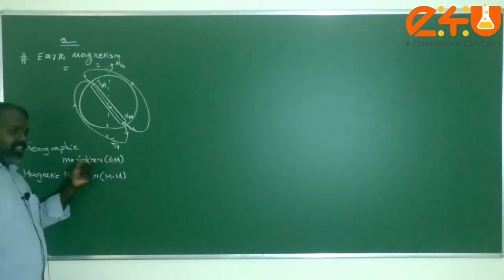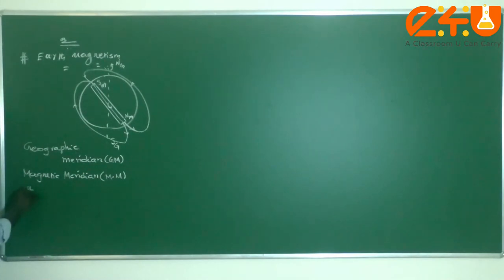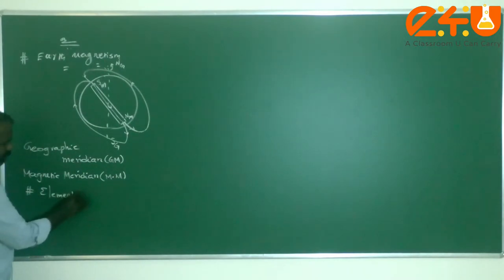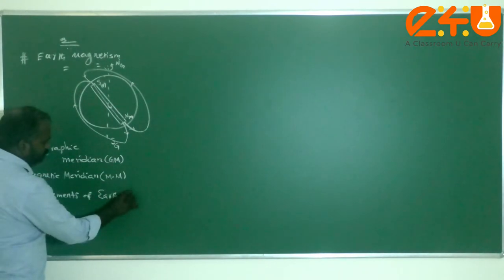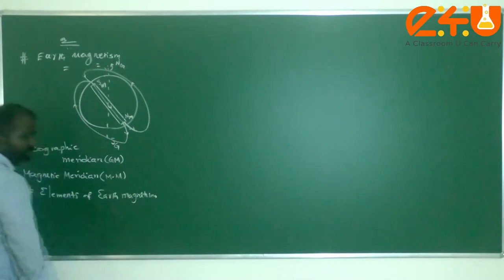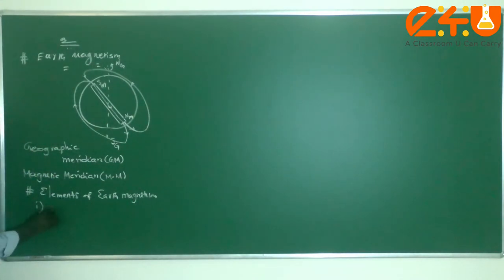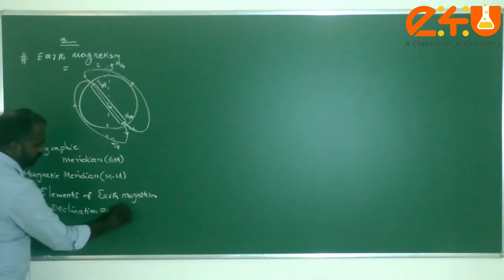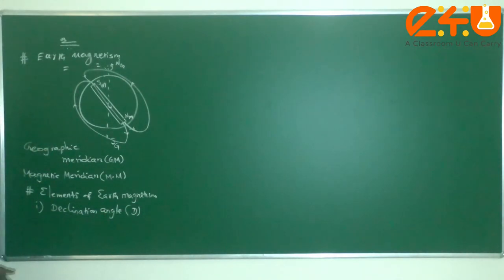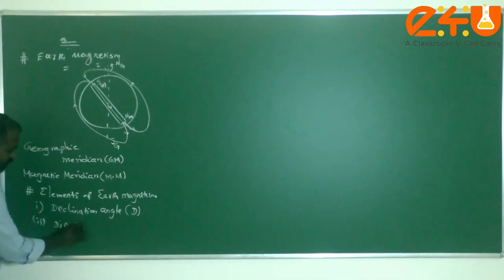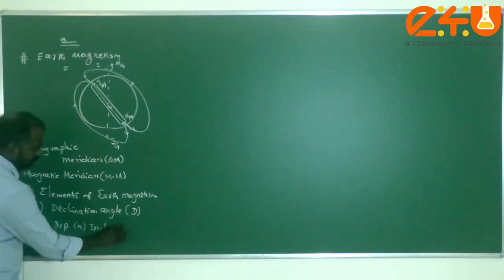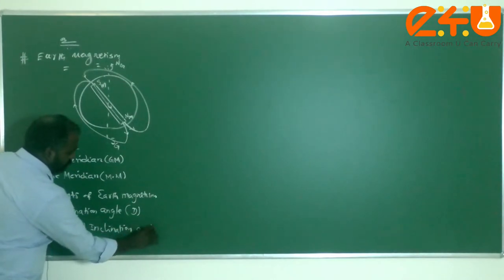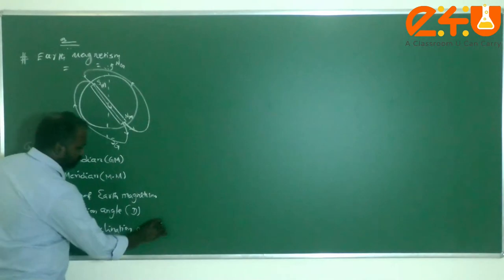There are certain elements, that means parameters, needed to explain the earth's magnetic property, generally called the elements of earth magnetism. Three parameters are there. One is called the angle of declination, or declination angle. In different books they use different representations, but I am using D here. The next one is the dip angle, or angle of inclination. In NCERT they use I; here I am using delta.